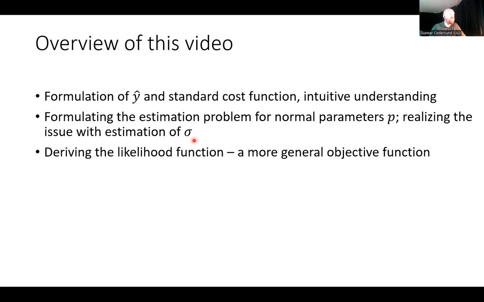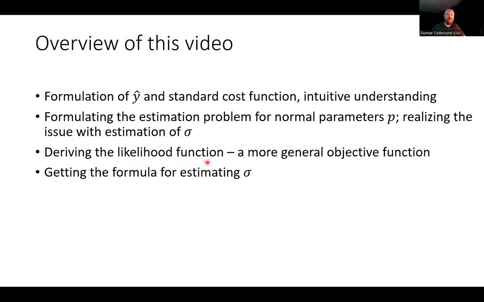Then we need to have a more general objective function than the normal cost function, and that is the likelihood function. So we'll do some derivation for the likelihood function in a common situation, and then we will use the likelihood function to create an estimation problem that also works if you don't know the value of sigma.